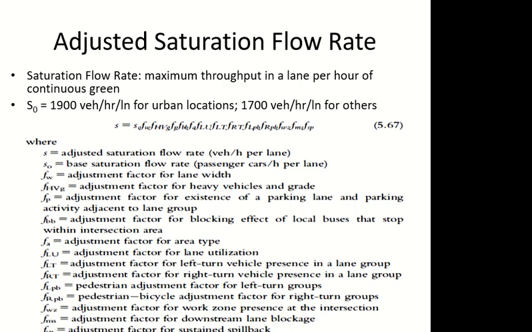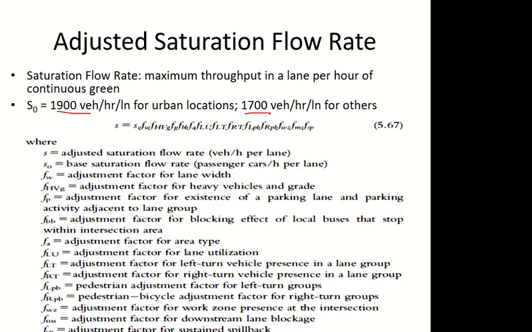So the next item in the list was how to find out the saturation flow rate for each lane group. We identified the lane group. Now for each lane group you should have a saturation flow rate. These two values which are given here, 1900 and 1700, are ideal values per lane. Okay, and the 1900 is for urban locations, the 1700 is for other locations.